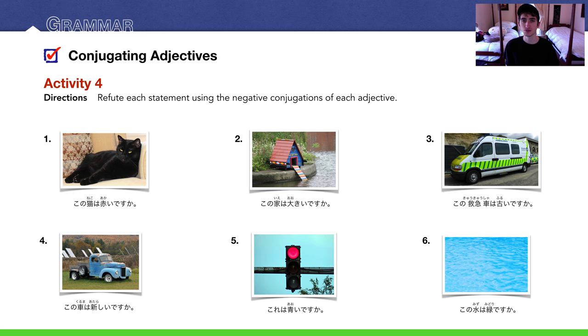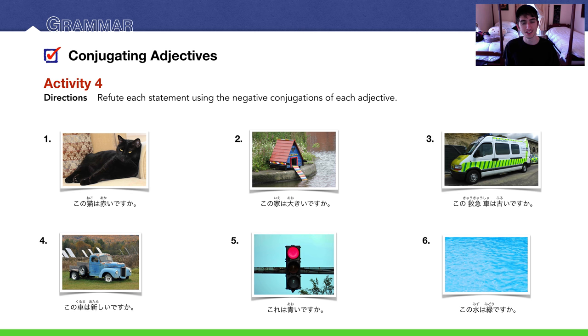いいえ、古くないです。 Okay, number 4. この車は新しいですか? Is this car new? Well, obviously not. So we would say, いいえ、新しくないです。 Number five, これは青いですか?